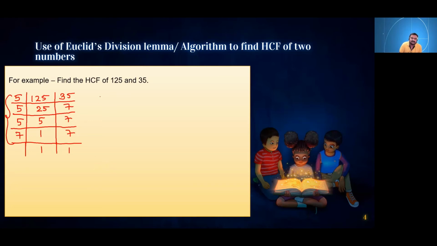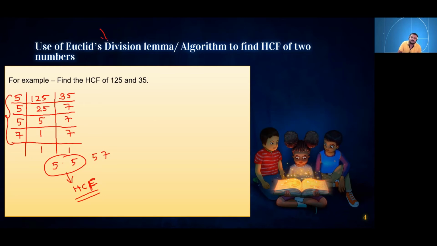See here, now the factors are what? 5, 5, 5 and 7. So the pair that is forming, that is our HCF. The factors which are forming the pair, that is our HCF. This is how we get the HCF using the prime factorization method.